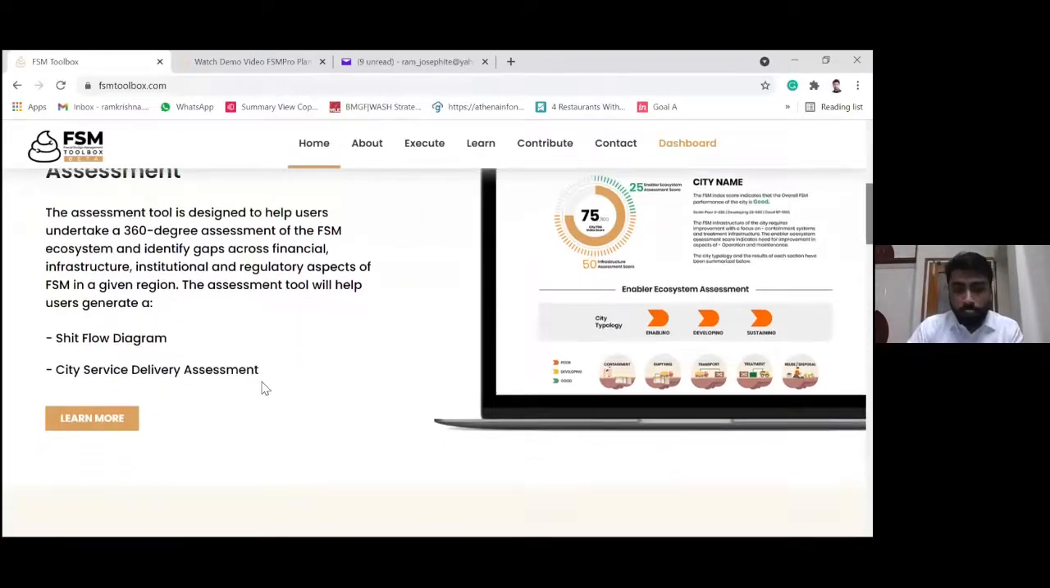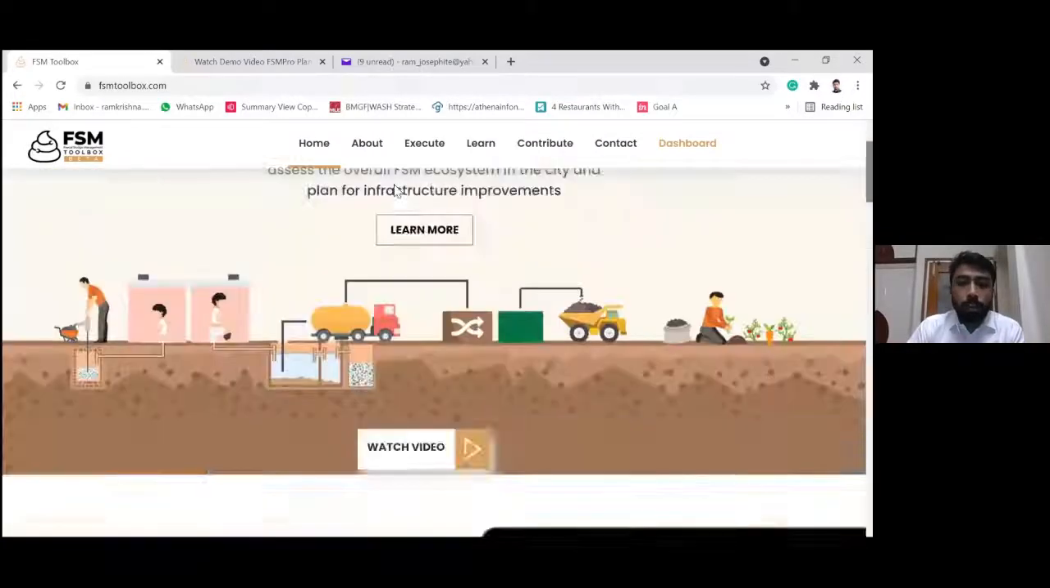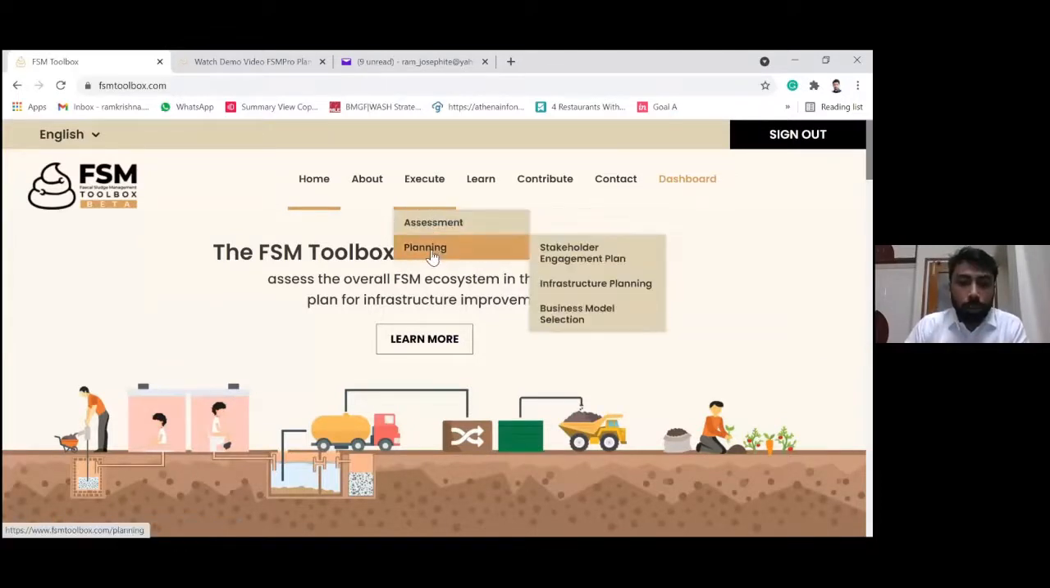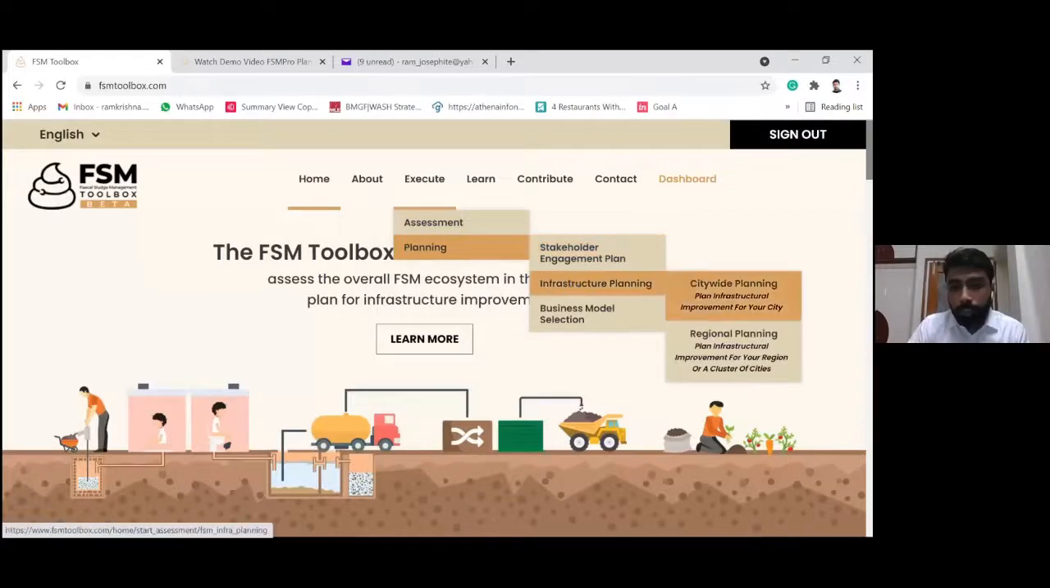So you can access both of these tools, and then you have the planning tools. Under execute, you have assessment, and you can access the SFD, the CSDA, or if you want to do both combined, you can access those tools from here. You have the planning tool where you have the stakeholder engagement tool. You have the infrastructure planning, and in the infrastructure planning, we have the citywide planning where you plan for your city, or regional planning where you plan for a cluster of cities or a district maybe. We'll not cover regional planning. I'll only give you a glimpse of citywide planning today.